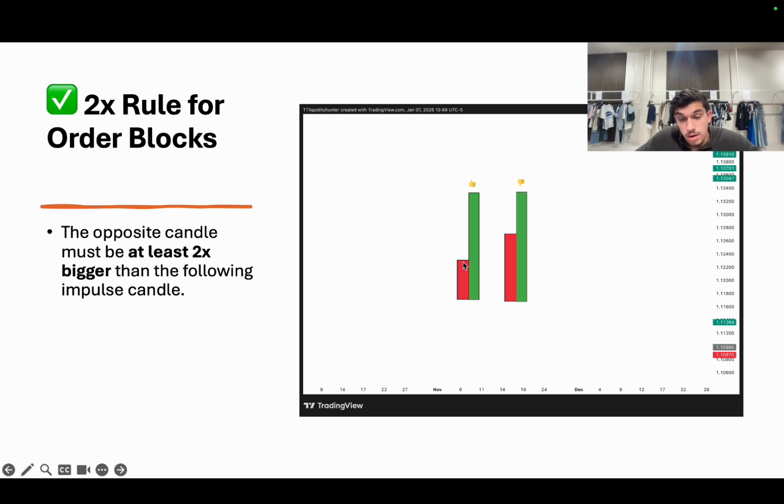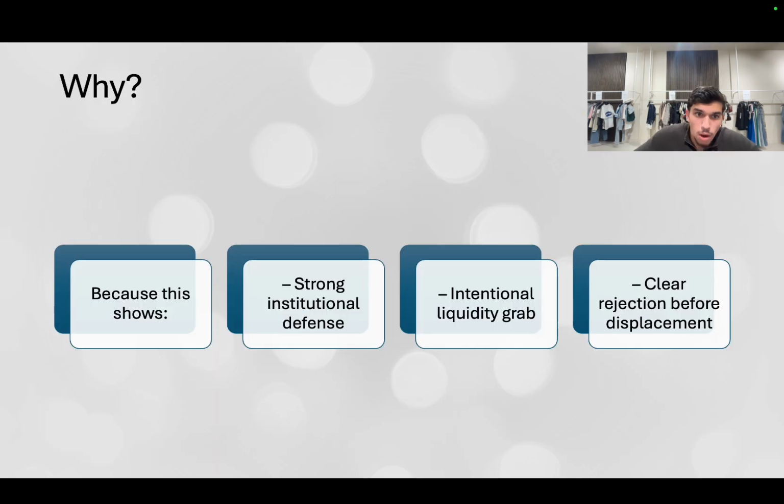Even with the order block, the opposite closing candle, you're also gonna count the wick. If the wick is here, it won't be valid, but if there's a wick here and it's still 2 times smaller, it will be valid. If it doesn't have a wick, or has a wick but it's not 2 times smaller, then it's not valid. Easy guys, right? Why? Because this shows strong institutional defense, intentional liquidity grabs, clear rejection before displacement.